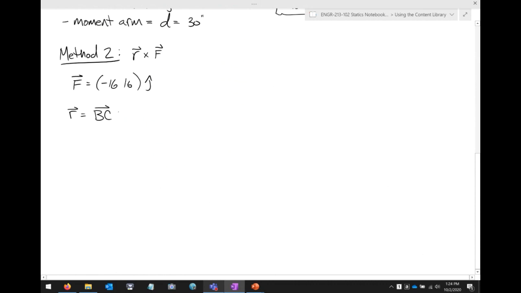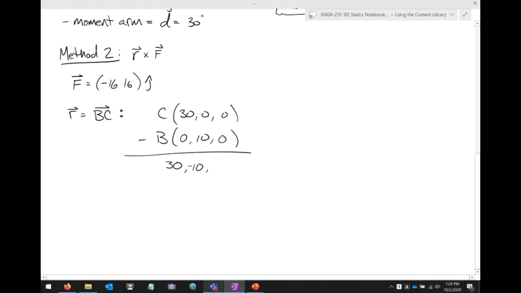Now, the way that you determine your BC vector is you take the coordinates of C, which was 30, 0, 0, and then the coordinates of B, 0, 10, 0, and you subtract them. It's going to be 30, negative 10, 0. So BC, which you can also write as R from C to B, and that tells you how you do your subtraction. You do C minus B, is 30 inches times I minus.